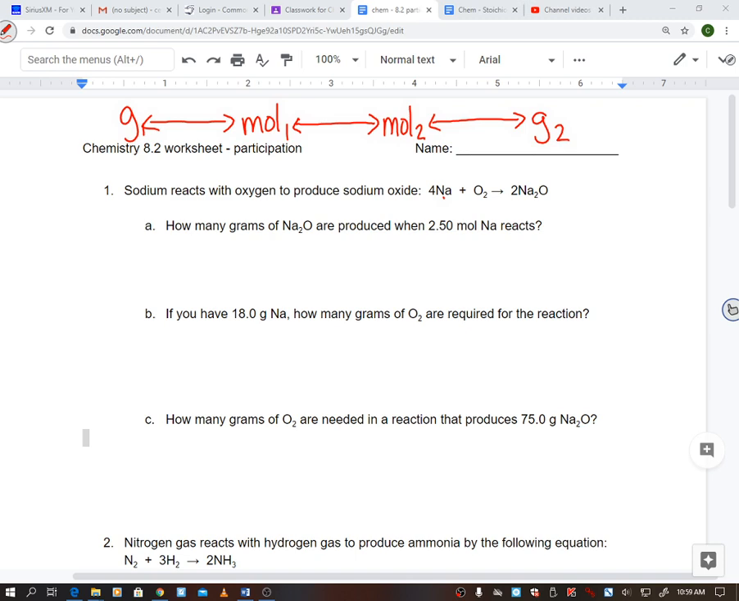Now, on this, it's always figuring out what are they asking for, grams of Na2O, and this is what they give me. So I need moles of number 1. So I am starting, guys, right here. I'm at moles of number 1, and I need to get to grams of number 2. So I'm going to go 1, 2. So this is going to be a 2-stepper.